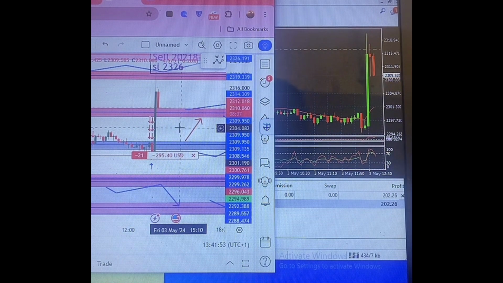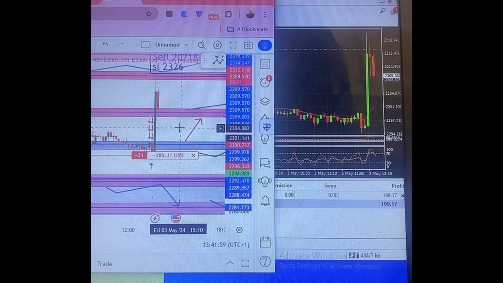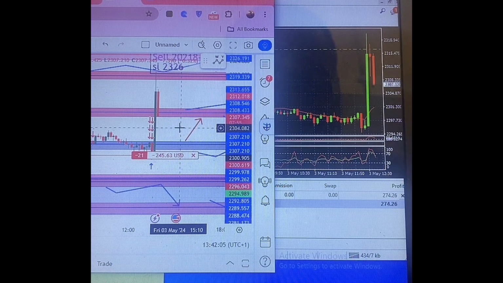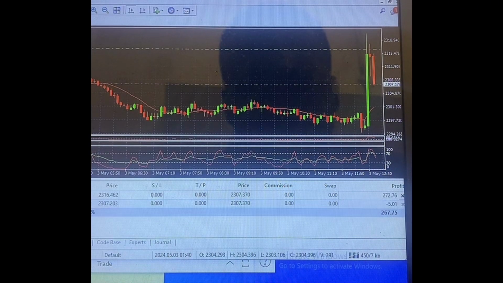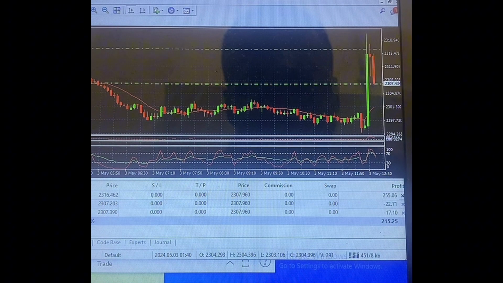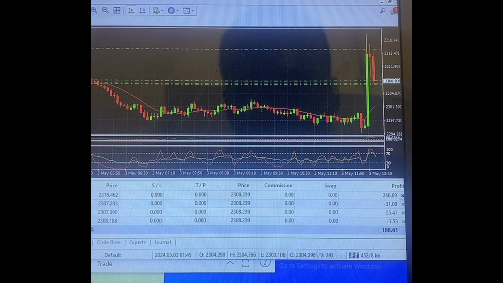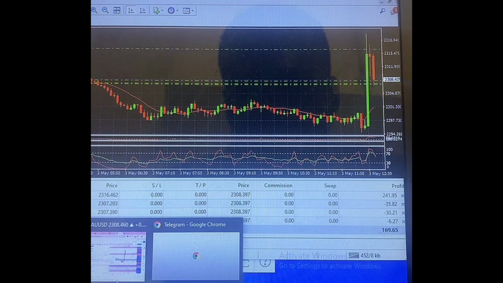Okay, so this is it. It's close. I think it's going to break out. Let's wait for the breakout. Okay, it has broken. This is absolutely amazing. So I'm entering more sells now.